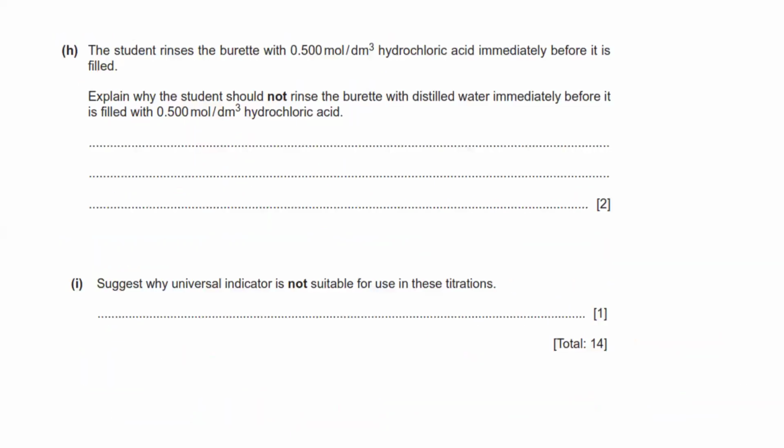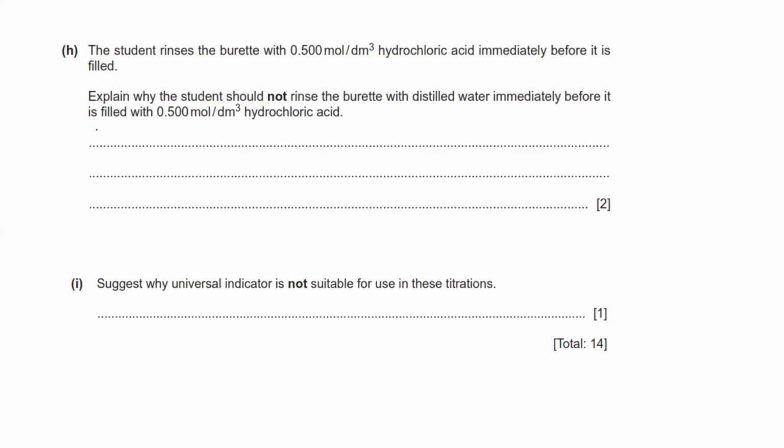Moving ahead, it says the student rinses the burette with 0.5 mole per decimeter cube hydrochloric acid immediately before it is filled. Explain why the student should not rinse the burette with distilled water immediately before it is filled with 0.5 mole per decimeter cube hydrochloric acid. So remember, while rinsing, there will be some water that will remain inside the burette, and once you add acid to it, it will change the molarity or concentration of the acid, which eventually changes the overall results of the experiment.